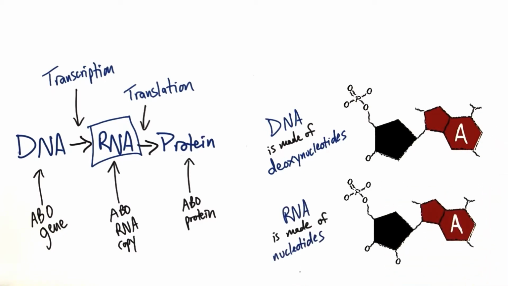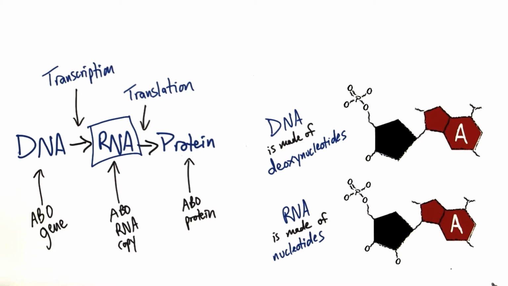Now, RNA is, chemically speaking, incredibly similar to DNA. In fact, you should only be able to notice one difference about the chemical structure of RNA compared to DNA. RNA is made of nucleotides instead of deoxynucleotides.